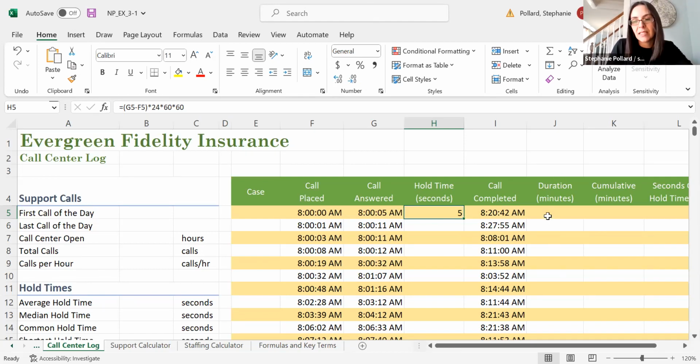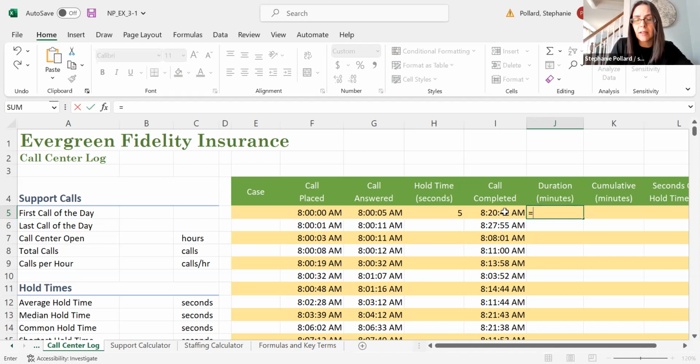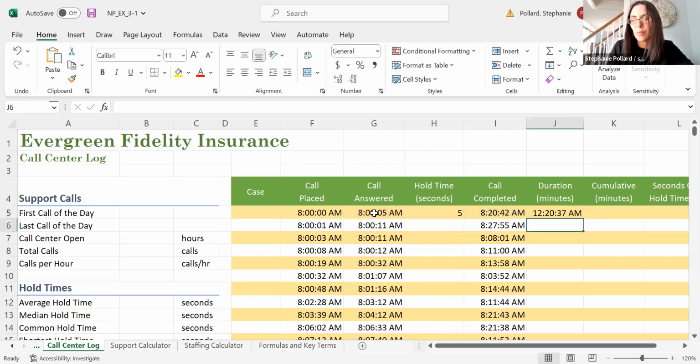Now, if I want to do minutes here, so if I want to think about the call time, right, how long was the call? Well, this call was answered at 8 o'clock in the morning and 5 seconds, and it was completed at 8:20 and 42 seconds. So it's a little bit over 20 minutes long, right? So I would like to have that in minutes here. So again, I'm going to do a similar kind of process where I first subtract, this minus this, to get that change in time, and again, I'm getting this really weird answer. That's not really what I'm looking for.